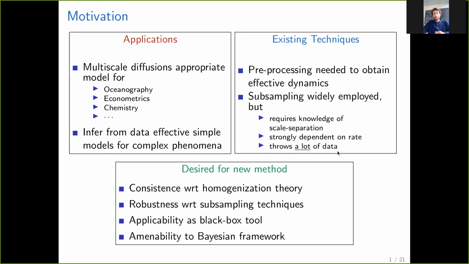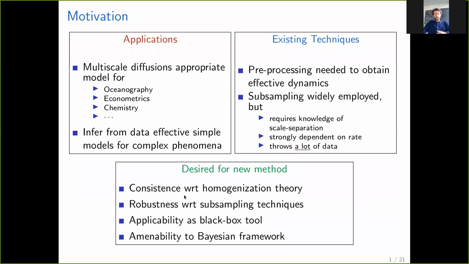And the third, and maybe the most important issue, is that by subsampling, you're actually throwing away a lot of data. So nowadays, more and more mathematical applications and physical applications require a lot of data. And throwing some of them, or actually in many cases, most of them away, seems not to be a very good idea. So what is desired for a possible new method?